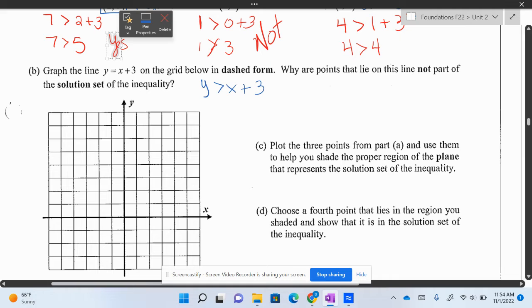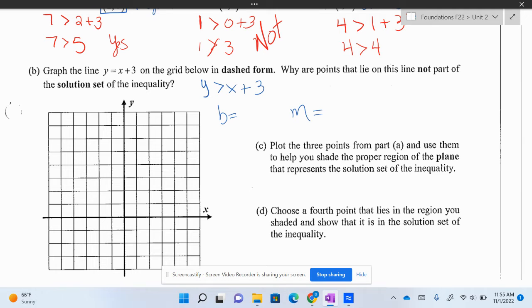So where do I begin? What is my b? 3. What is my slope? 1. So that's 1 over 1. So I'm going to begin at positive 3, and I'm going to go up 1 over 1, up 1 over 1. And I'm going to connect these with a dashed line.